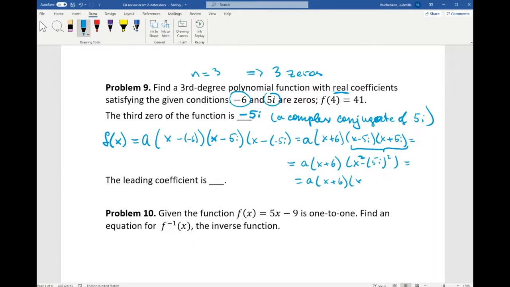So if the zero is 6 minus 5i, then the complex zero is 6 plus 5i, and you can also use the difference of squares to get the expression with real coefficients, and you do everything the same way. But on the test, you will have the simplified version without the real part of the complex number.